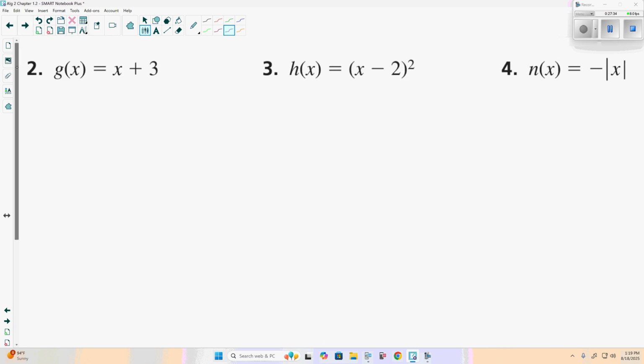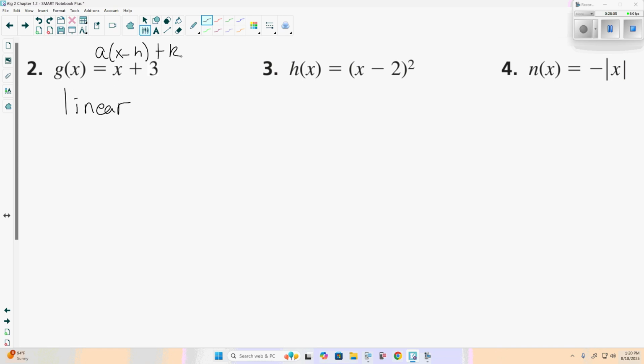Let's look at these last three. g of x equals x plus 3. What parent function would it be a part of? Linear. You don't have to write the general form above it each time. I'm writing it just so we can visually see how does this connect, what goes where.